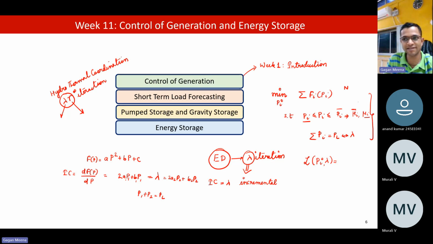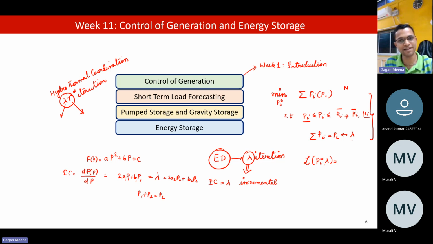The upper bar indicates the dual variable corresponding to the upper bound constraint, and the lower bar corresponds to the lower bound constraint. So these are the dual variables corresponding to the inequality constraints, and lambda is the dual variable corresponding to the equality constraint, and this is also a Lagrange multiplier. Using this, we are converting this problem into an unconstrained optimization problem.